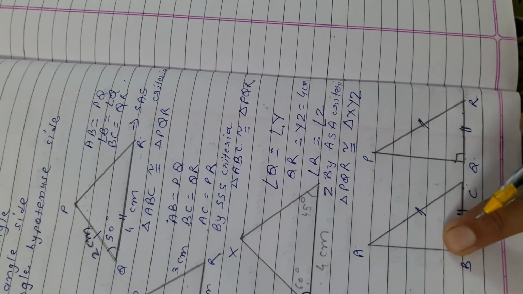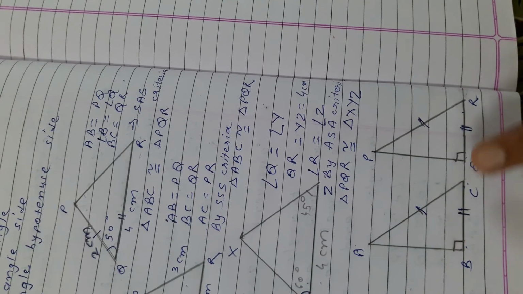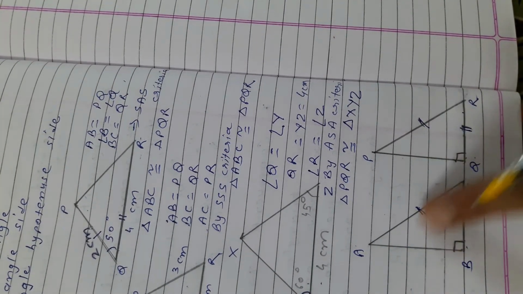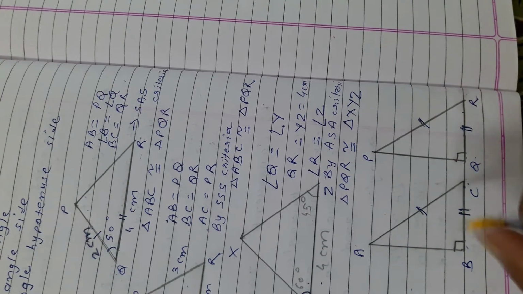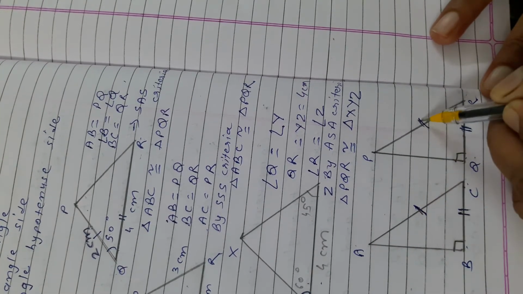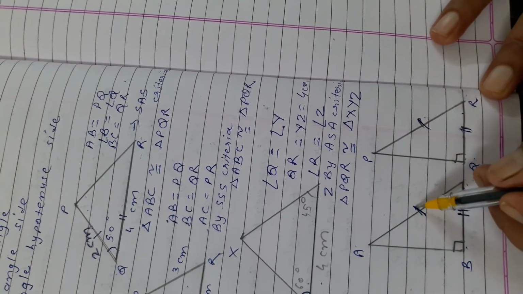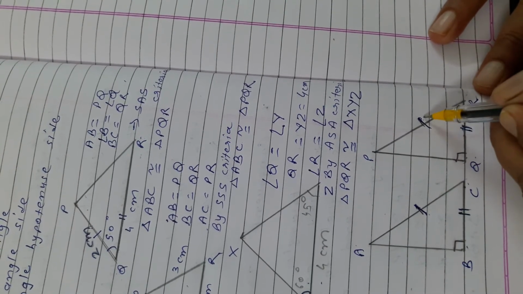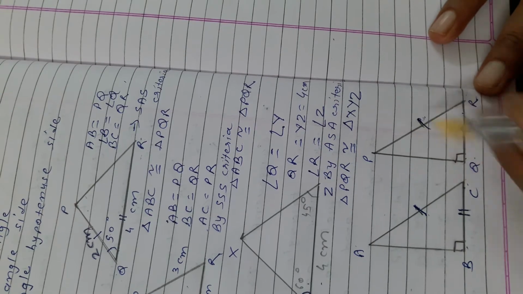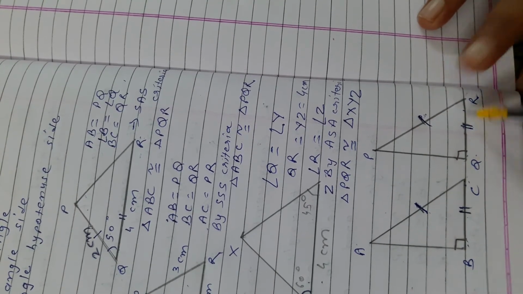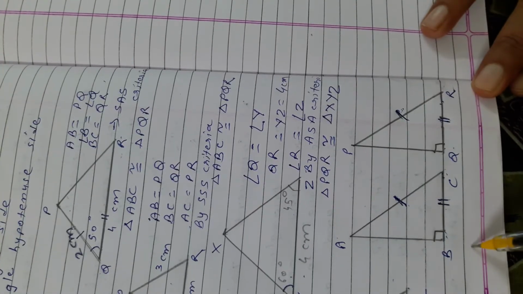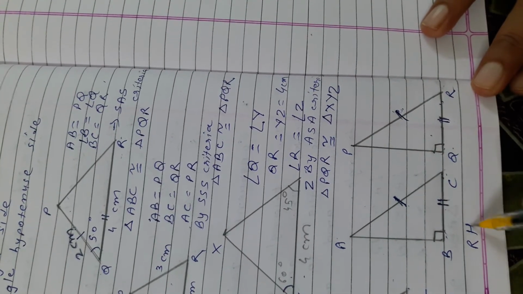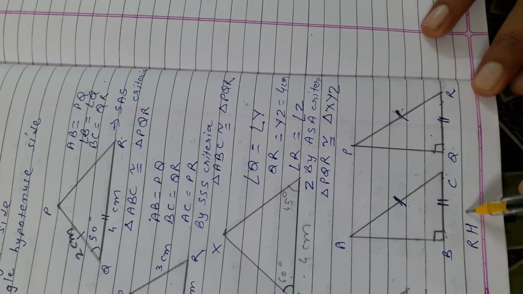So if in two triangles, the right angles are same, the hypotenuses are same. Here AC and PR are hypotenuses, and AC and PR are same. This is the symbol, meaning we can say that these both sides are same. Here BC and QR are same. So the right angles are same, corresponding hypotenuses are same, and corresponding sides are same.